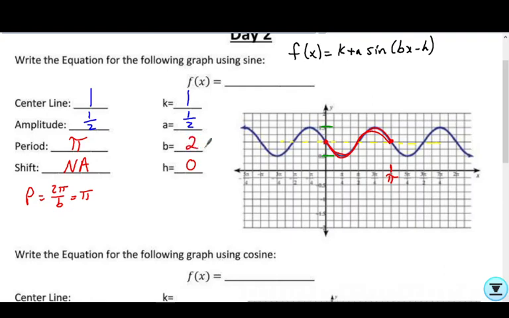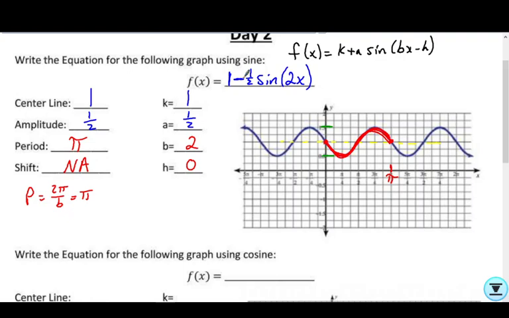Now the only thing I have to take into consideration as well, because I'm using this one, is that I have a reflection as well. So this means that when I go to write my equation, my center line is at 1. That means this is going to be negative 1/2 sine of 2x. Okay?